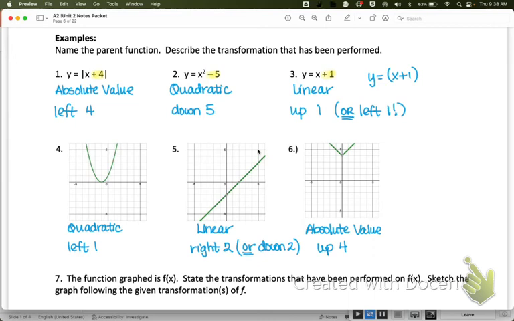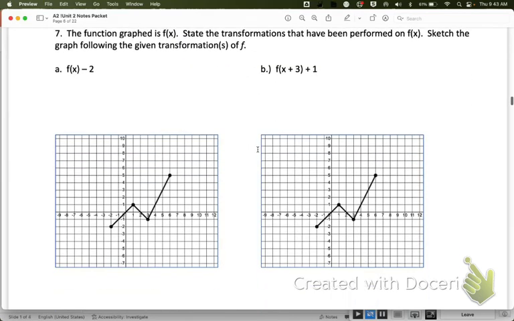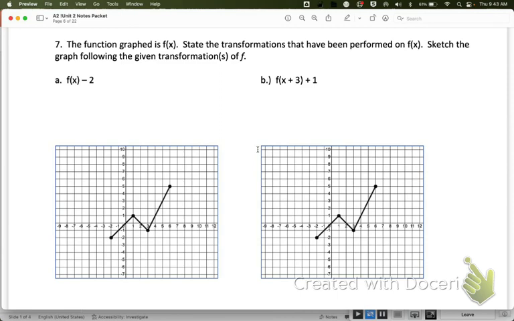Okay. Now, this last example here is a little bit more abstract, so it's a little bit more general. It says the function graphed is f of x. Now, we don't know the equation for this function. They're just saying, here's a picture of f of x. That's our parent function. It's not necessarily one of those 4. We can tell by the shape that it's not, but that is the graph that we have. It says state the transformations that have been performed on f of x and sketch the graph following the given transformations of f. So I look at A and I see f of x minus 2.